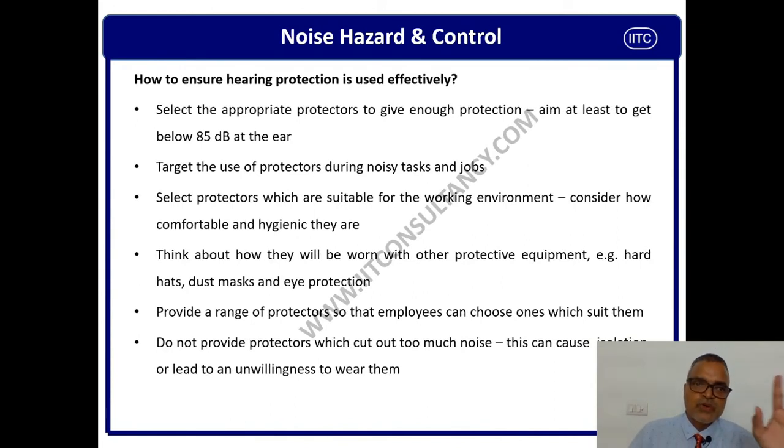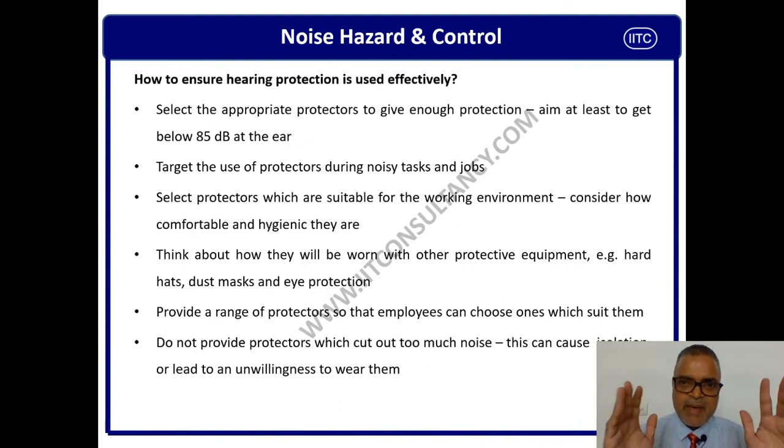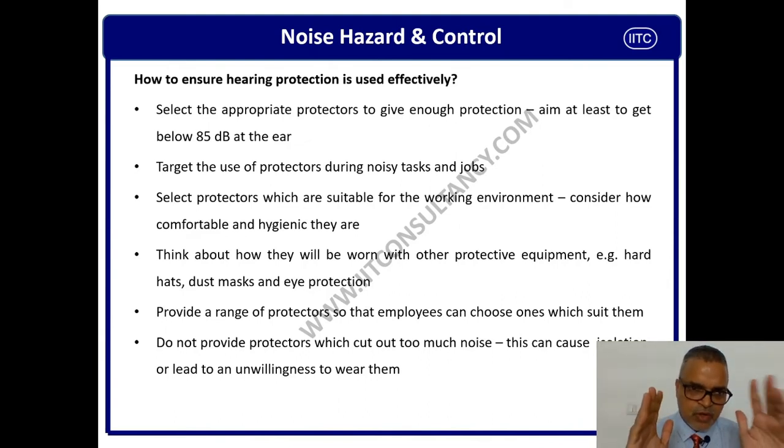So how to ensure hearing protection is used effectively? Select the appropriate protectors to give enough protection. Aim at least to get below 85 dB at the ear. I hope you understand. Target the use of protectors during the noisy task and the job. It is a must. It should be mandatory.